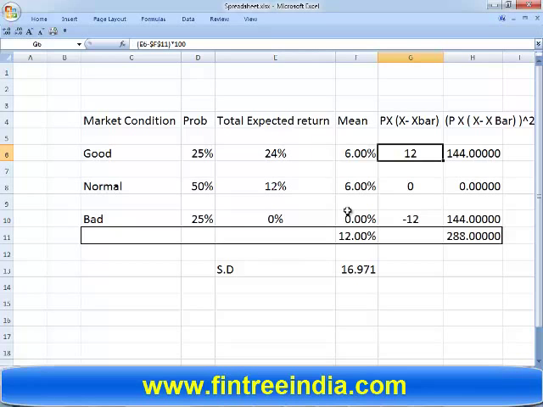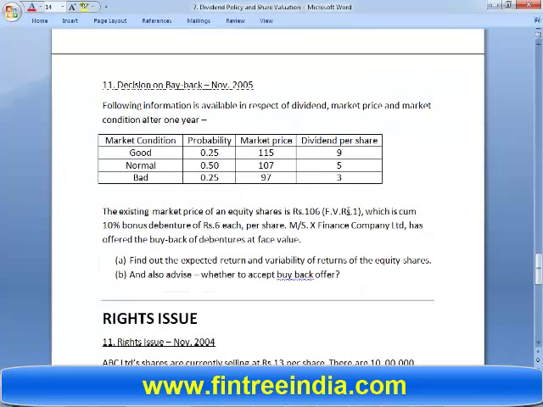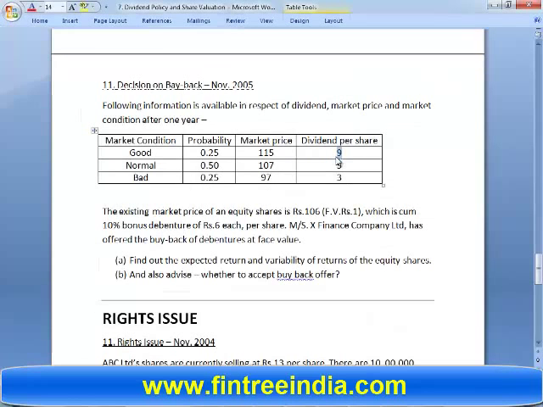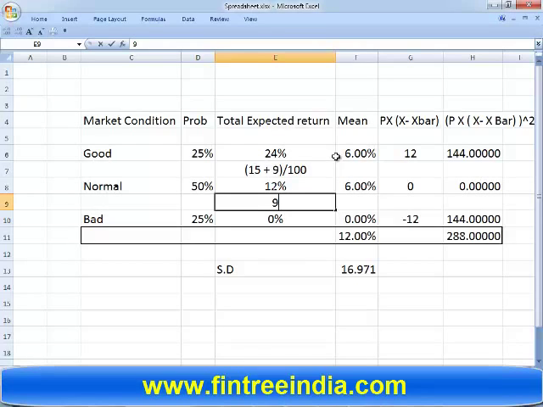So how does the 24% come? 9 divided by dividend per share? No. A 100 rupee stock became 115. So 15 plus 9. Let me write it here. 15 is the capital appreciation plus 9 is the dividend that we received, as a ratio to 100. Here, 7 is the capital appreciation plus 5 is the dividend that we received, as a ratio to 100.